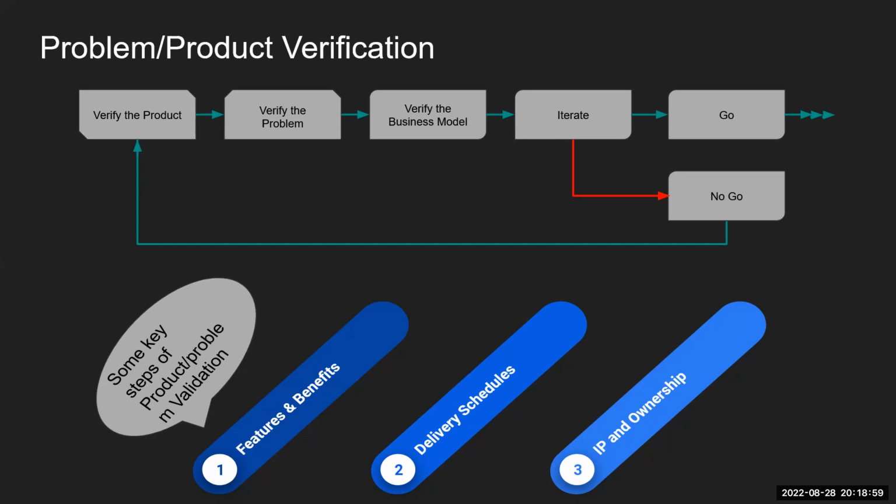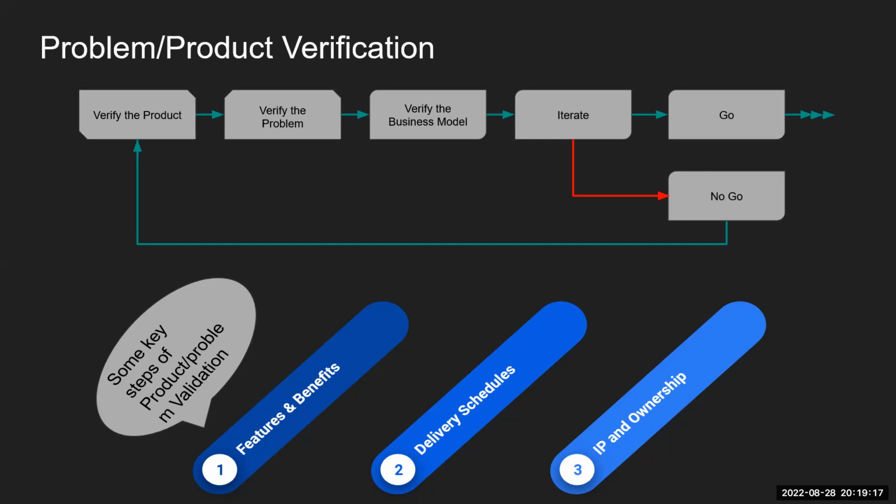So some key steps of product problem validation here are the features and benefits. At this stage, you should be able to say what the core features of this product are, and what the benefit to the user will be. Another thing will be the delivery schedules.